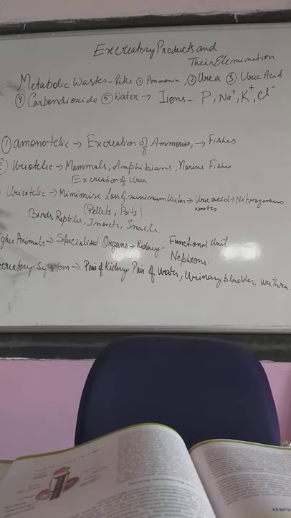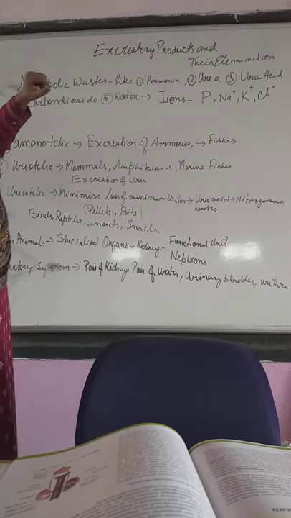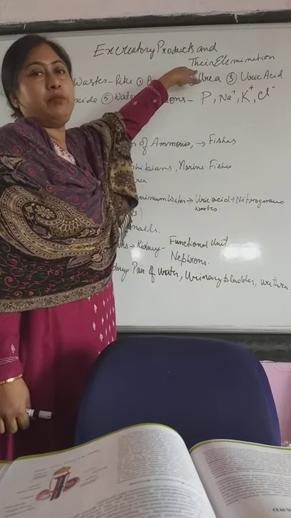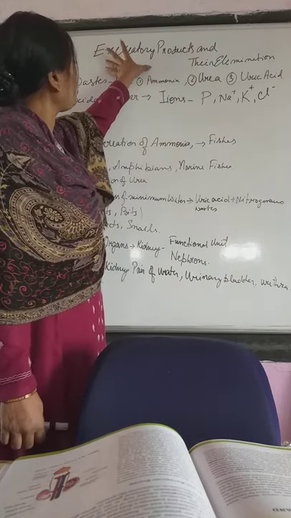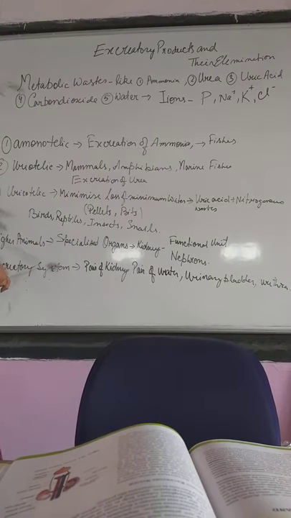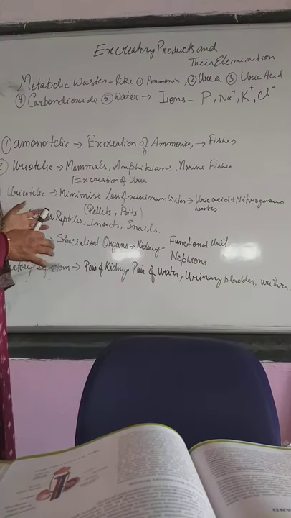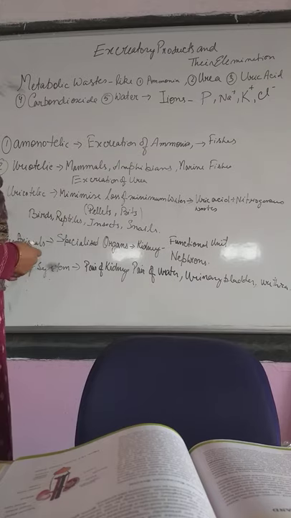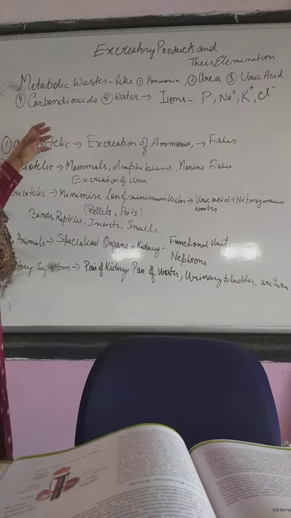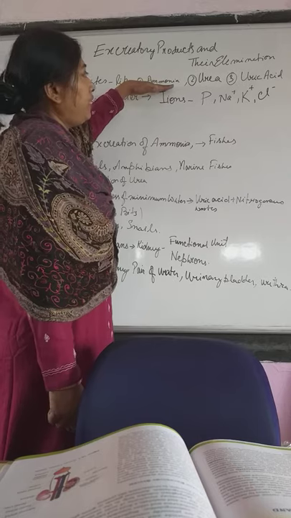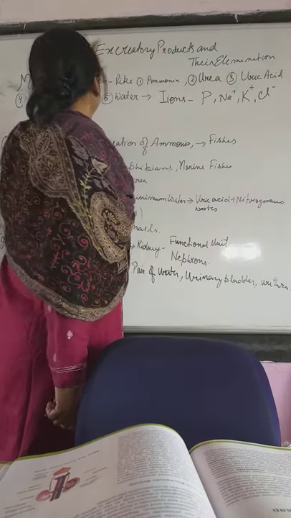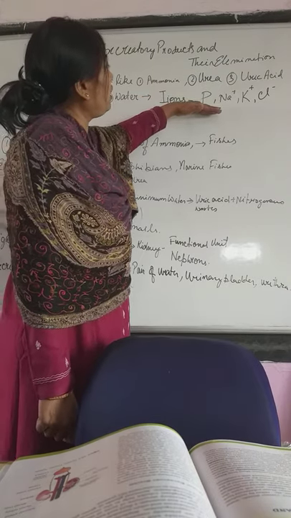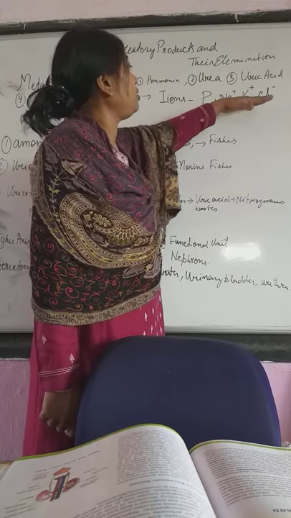Now, we are here starting a new unit that is known as the excretory products and their elimination. If we talk of excretory products, mainly we will be dealing with liquid metabolic waste that is filtered and excreted by the kidney. If we talk of metabolic waste, organisms generally excrete ammonia, urea, uric acid, carbon dioxide, water, and some ions like phosphorus, sodium, potassium, and chlorine.